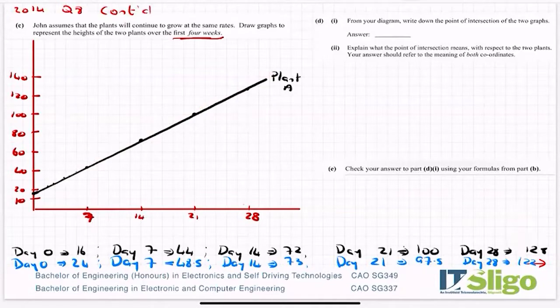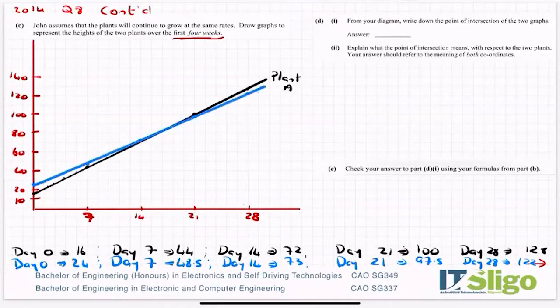Okay, so let's switch to blue then and do plant B, or whatever you choose to call them. So halfway up there, that looks somewhere like 24. Day 7 is 48.5. Day 14 is 73, kind of on top of each other. Day 21 is 97. And day 28 is 122. Okay, and let me try and draw them together.